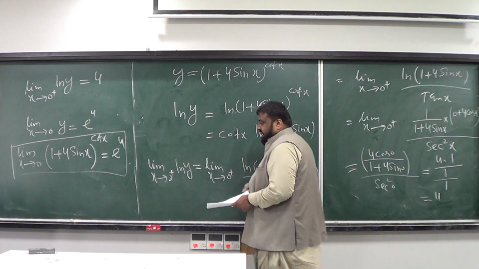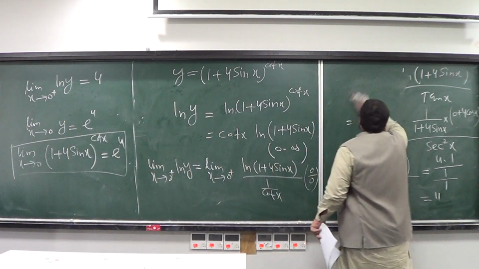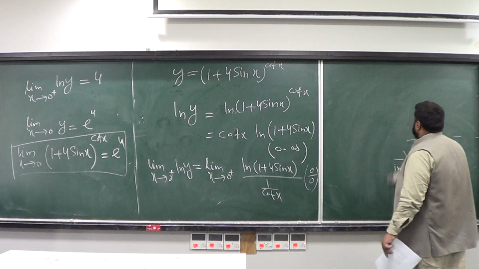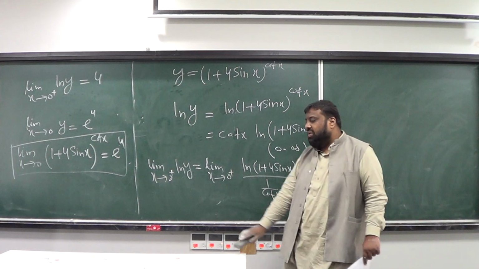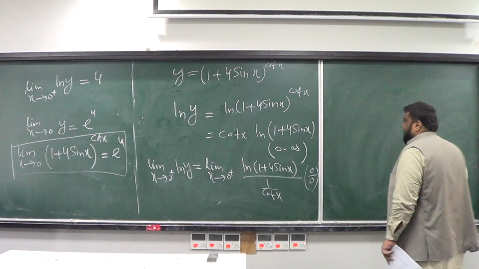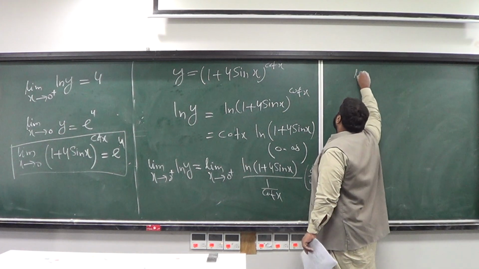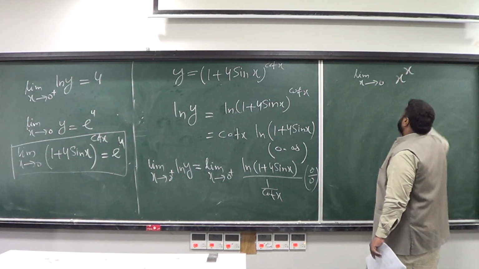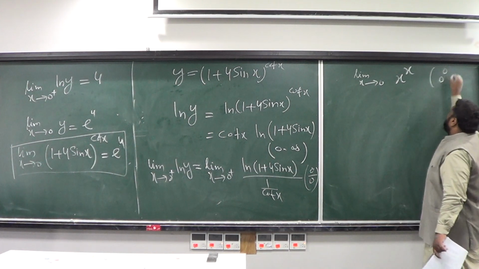Let me do another short example in which the same trick would work. This trick works for 0 power 0, infinity power 0, 1 power infinity, in all these forms actually. So for example, you have limit x goes to 0 and you want to compute x power x. Now if you see, this is like 0 power 0 form.